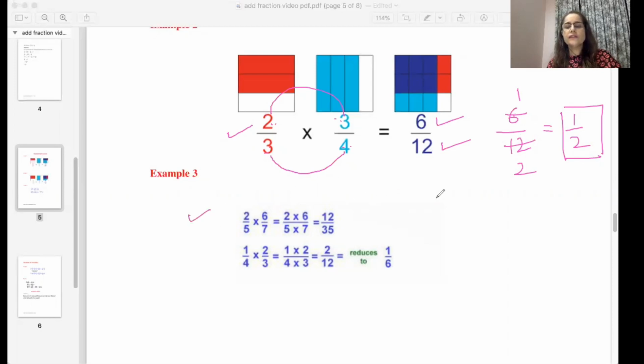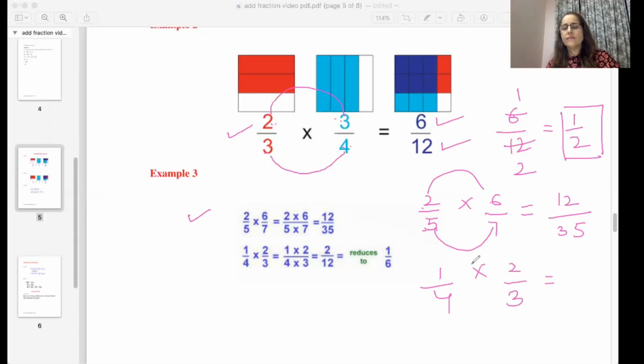Another example we are taking, 2 by 5 into 6 by 7. The same procedure: multiplying the numerators, 6 into 2, 12, and multiplying the denominators, 5 into 7, 35. Another example we can take, 1 by 4 multiplied by 2 by 3. Yes, the same method, multiplying the numerators first, 2 ones are 2, and the denominators are multiplied, 4 into 3, which is equal to 12.